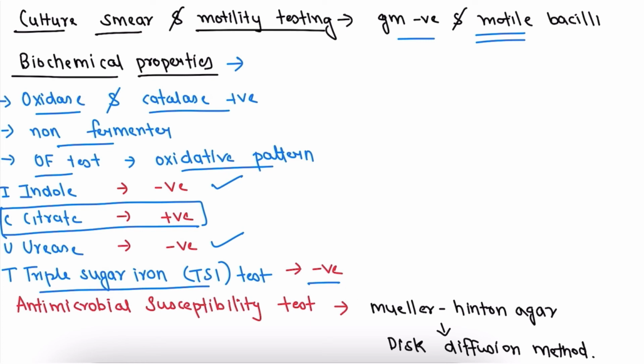Antimicrobial susceptibility testing is done for knowing the antimicrobial that is suitable for killing the Pseudomonas that is responsible for the infection. It is done on Mueller-Hinton agar by the disc diffusion method.